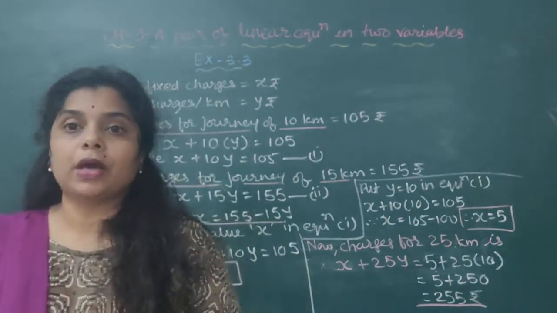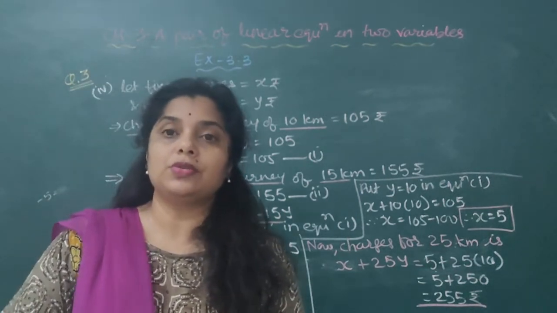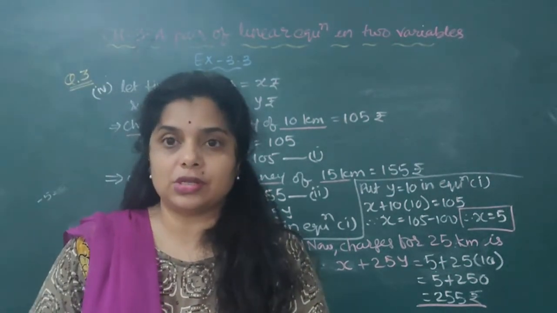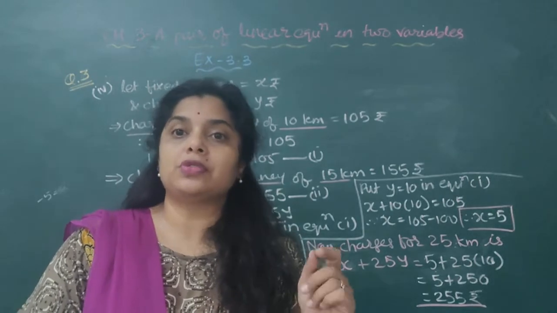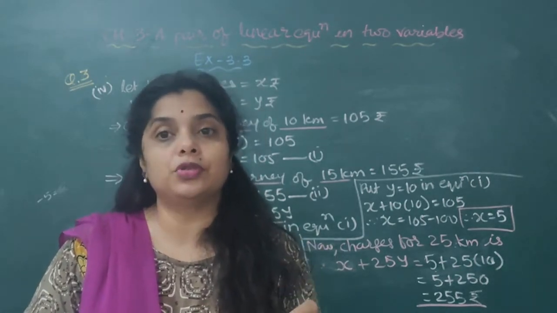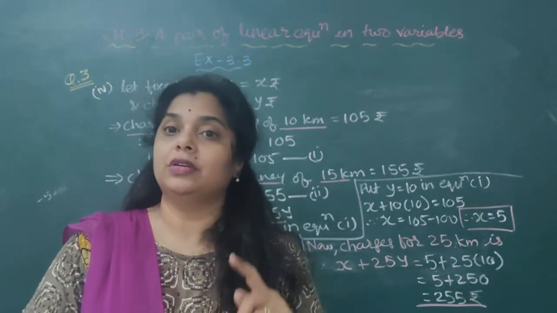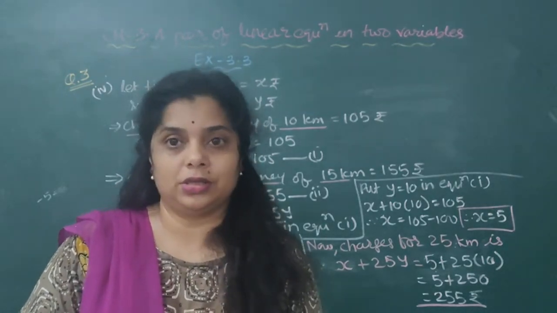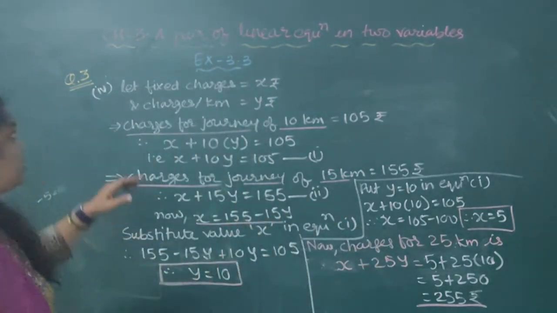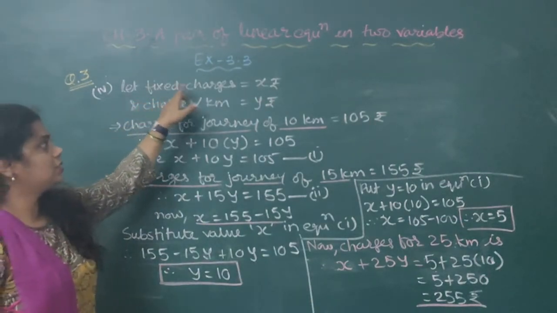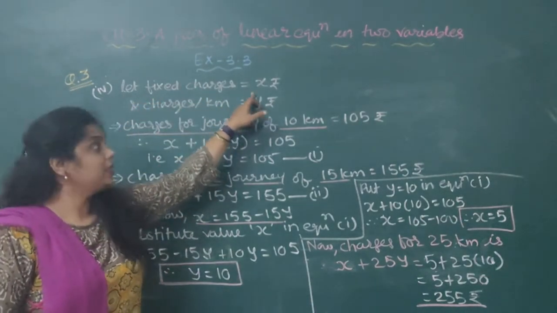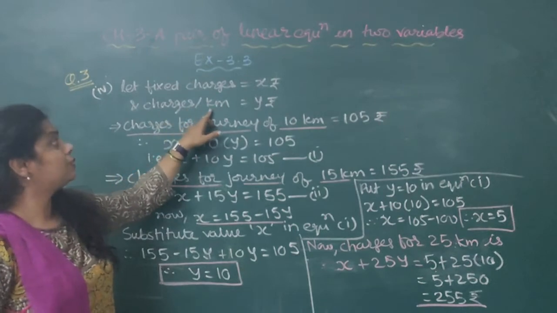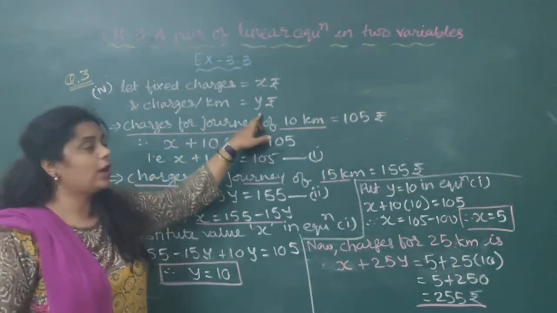So let's see how to solve this type of example. As you see here, fixed charge and variable charge are given. It means we have to start with that. We have to suppose the fixed charges and the charges per kilometer. Is it clear? Okay, so let's start. Let the fixed charges be x rupees. Let the charges per kilometer be y rupees.